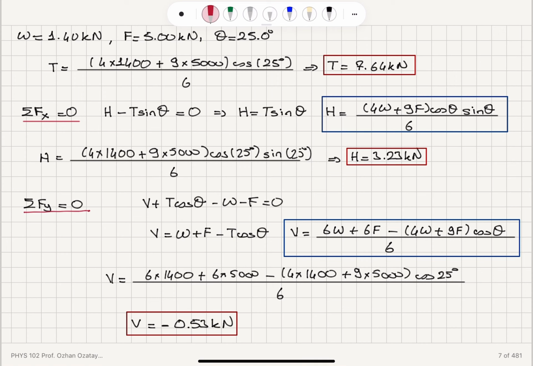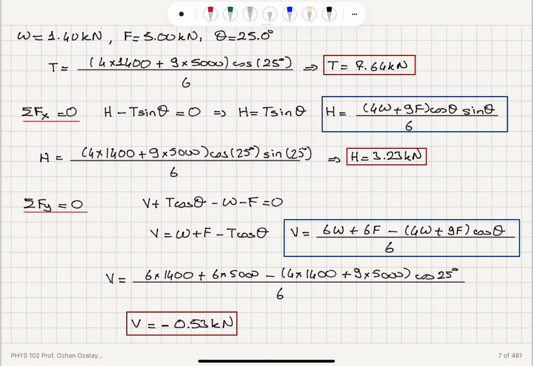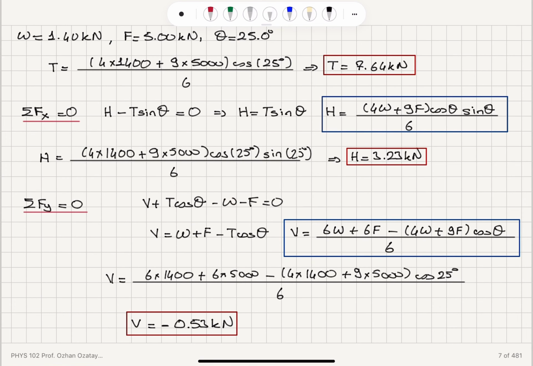All right, and the net force on the y-axis equals 0 gives me this vertical force balanced by W and F and T cosine theta. So the V plus T cosine theta are both in the j hat direction, and F and W are in the minus j hat direction. So this gives me for the vertical force W plus F minus T cos theta. And when I substitute the numbers, I realize that V turns out to be negative. So it's actually pointing in the minus j hat direction.